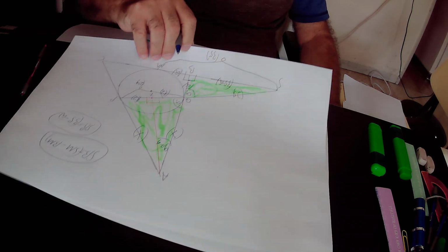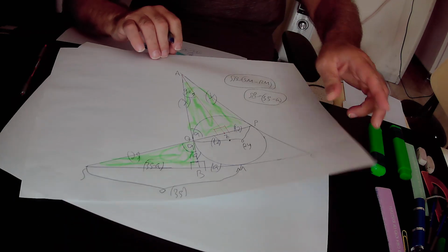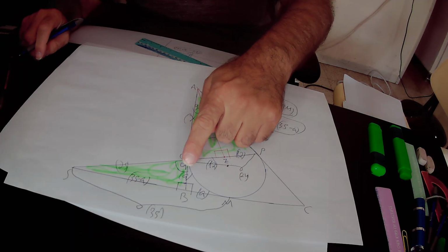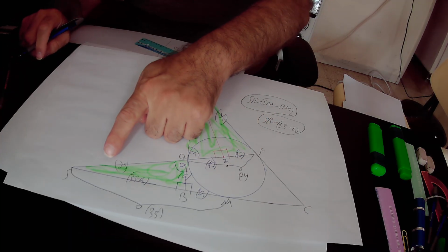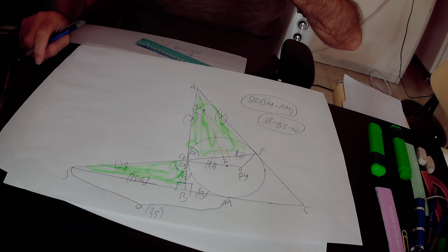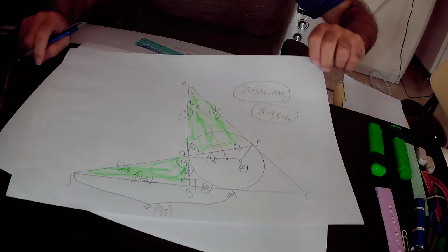Likewise, in the right triangle QBS, this angle equals alpha, this angle equals 90 degrees. Therefore, this angle must be equal to 90 degrees minus alpha, according to the rule that says that the sum of the angles in any triangle is equal to 180 degrees.